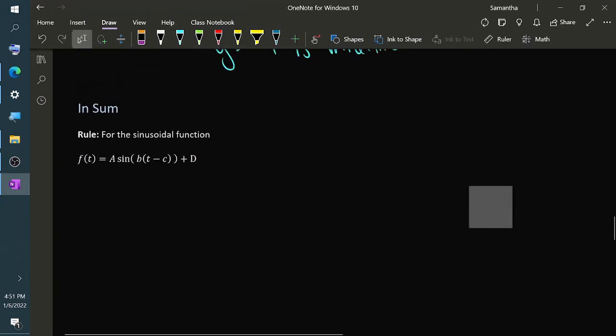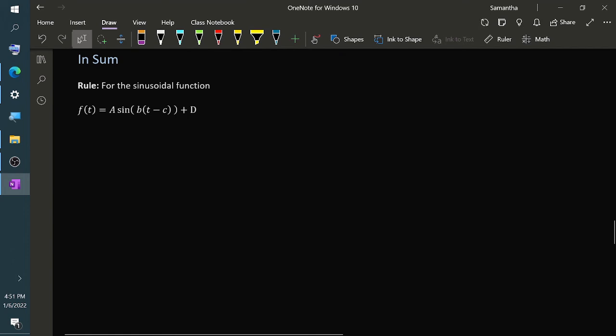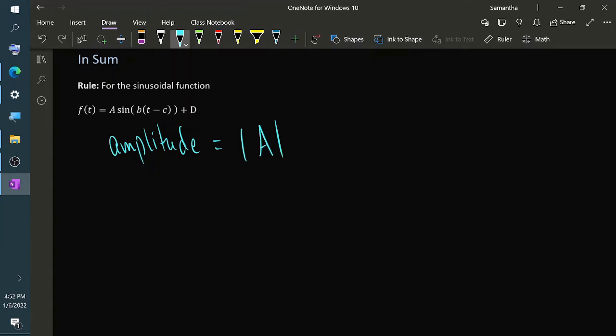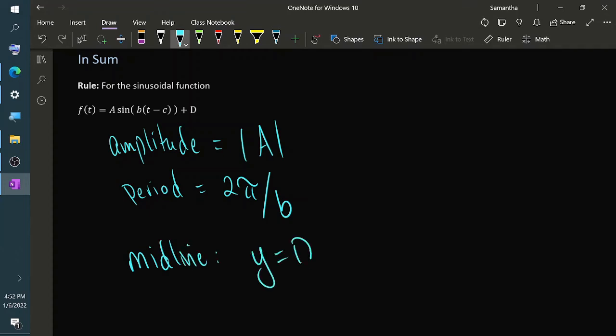So to summarize, if someone gives you a sinusoidal function of the most general format, what is the function's amplitude, period, and midline? The amplitude is the absolute value of whatever number is outside here of sine. The period can be obtained by taking the normal period of the regular sine function and dividing it by the b in the parentheses. And the midline is a match to whatever number is being added or subtracted in the output.